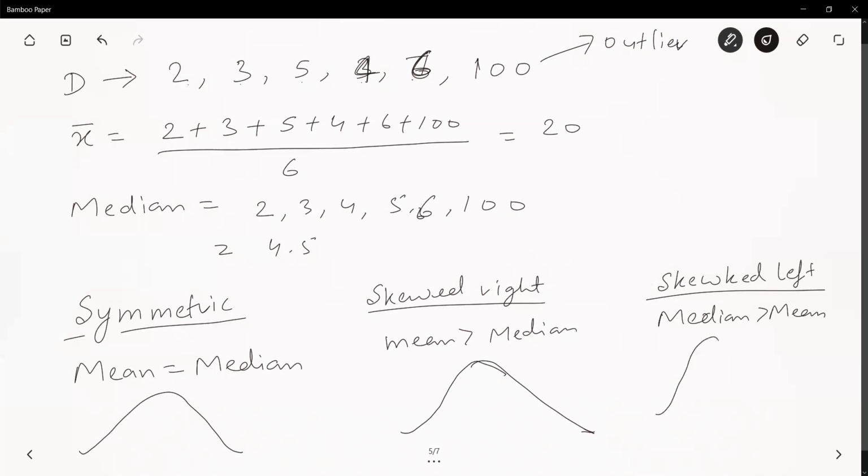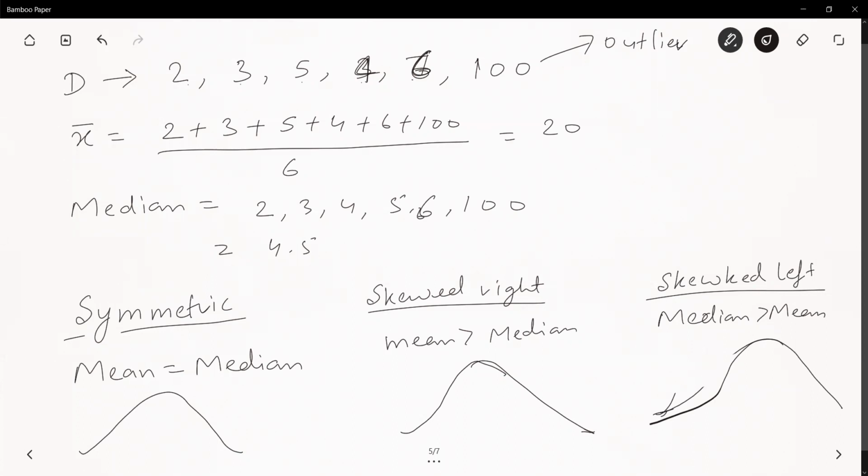Most of the data set is on the right hand side, just like a few data on the other. I think my drawing is not very good, but I think you are able to understand that a lot of data is on the one side. Okay, so this is the significance of mean and median.